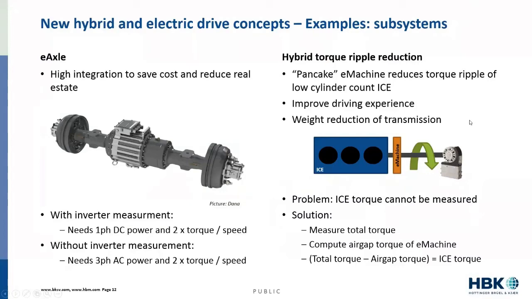A pancake machine reduces torque ripple of the low cylinder count internal combustion engine, or ICE. This can improve your driving experience and reduce the weight of the transmission, which is less weight is always nice in a car. The challenge is that there's such a close coupling between the e-machine and the ICE that you can't directly measure the torque out of the ICE. So it requires some advanced analysis to be able to understand how that system is operating.